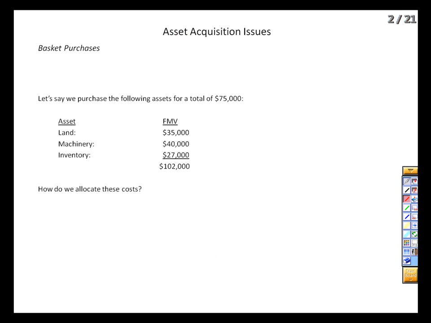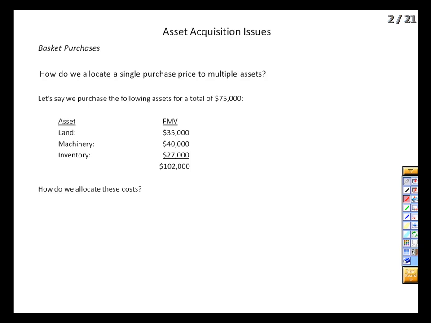Our first issue would be the idea of a basket purchase. And a basket purchase comes down to a simple question. How do we allocate a single purchase price to multiple assets, particularly when we are paying below market value for them? When would we do this? Well, perhaps at an estate sale or a bankruptcy liquidation, in which we would be buying not just their inventory, but also their furniture and fixtures, and perhaps even their building.